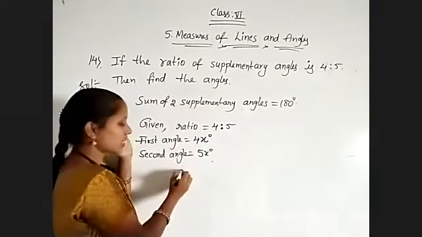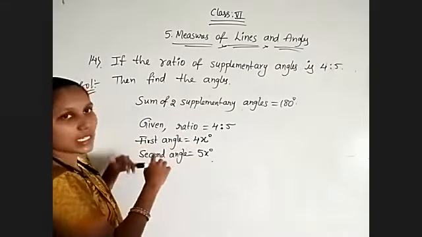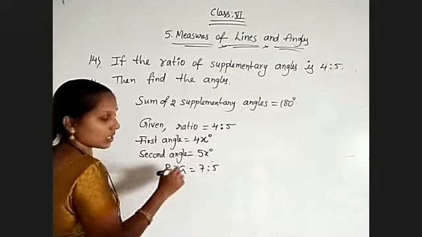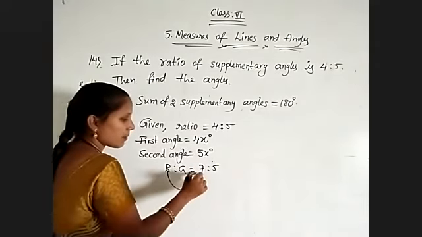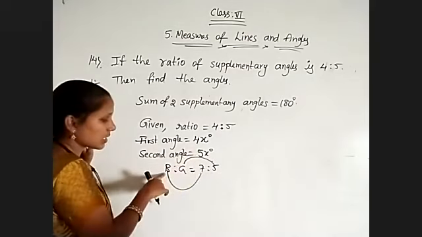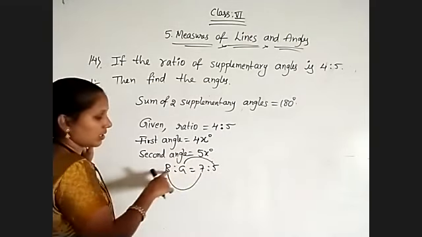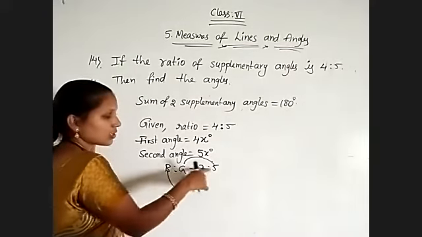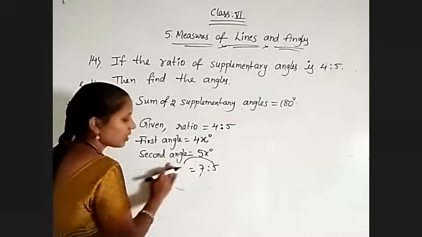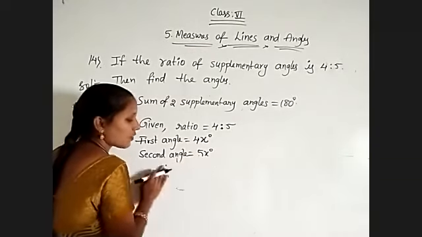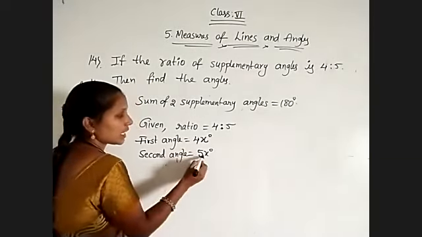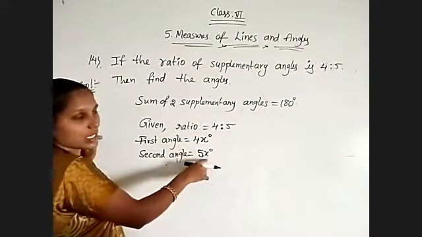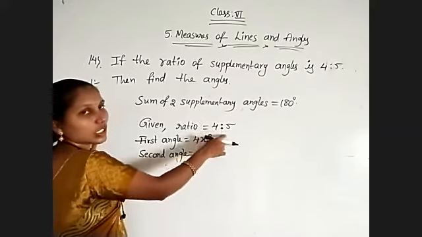For suppose I am giving the ratio between boys and girls. Boys is to girls is equal to 7:5. Compulsorily, boys are 7 parts and girls are 5 parts. First term, first quantity: boys, 7. Second term, second quantity: girls, 5. So here, first we are taking the ratio of angles. So the first angle is 4 parts, that is 4x degrees, and the second angle is 5 parts, that is 5x degrees. x is the common factor of both the numbers.